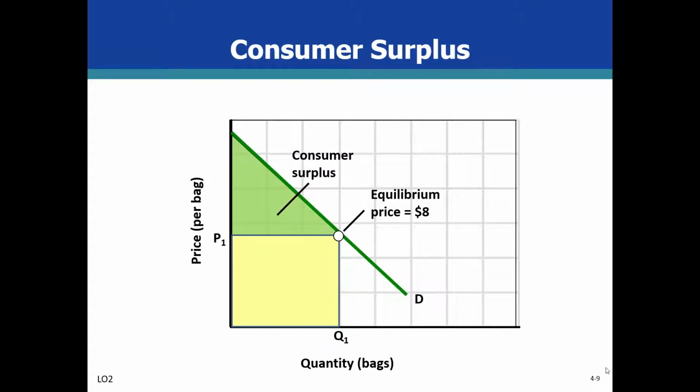This is your classical demand curve, downward sloping. The equilibrium price here is $8. The yellow rectangle on this chart represents what consumers actually pay, the price times the quantity, P1 and Q1. The collective consumer surplus is represented by the total green area on the graph. The surplus is above the line P1 at the equilibrium price of 8.